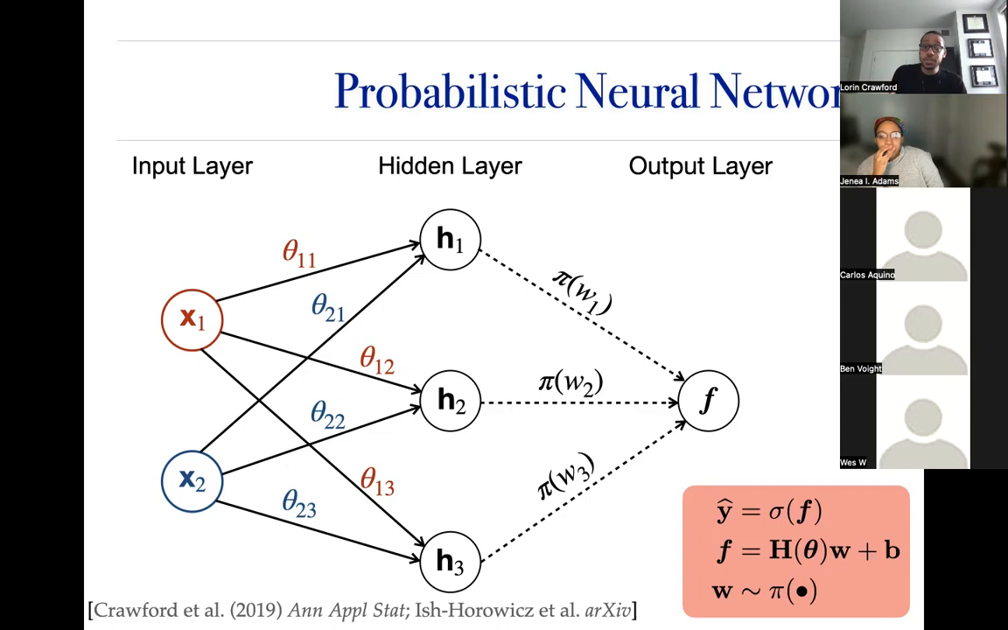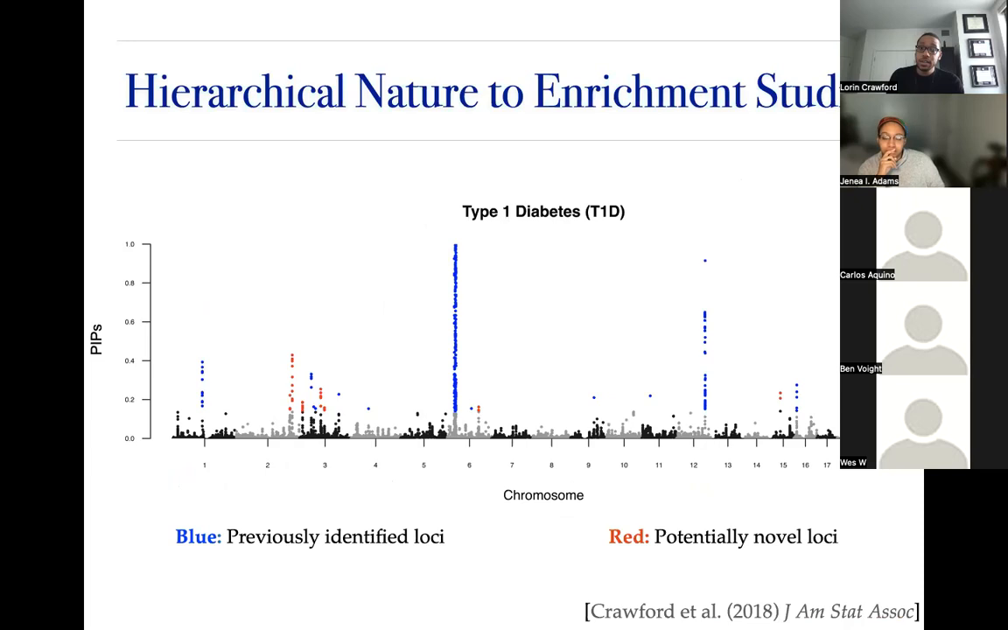Alternatively, what I could do is think about a way to manipulate this architecture to give me more interpretability from the very beginning. One thing we could think about is the hierarchical nature of enrichment studies. Let's take a Manhattan plot again. The y-axis here is posterior inclusion probability, so on a Bayesian scale, probabilities of inclusion for any given SNP. Same kind of interpretation: a spike means enrichment at that given location. Each dot here is a particular variant.